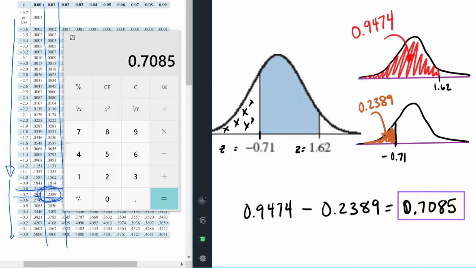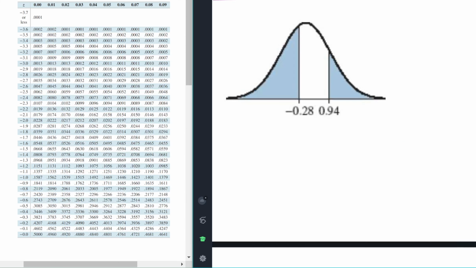So when you're asked to find the area between two values, find the area for the farthest one first, the largest, find the area before the smallest one, and then take the larger area minus the smaller. Now take a moment to look at our next example. We care about the area shaded, so that's the area to the left of 0.28, and then plus the area to the right of 0.94.